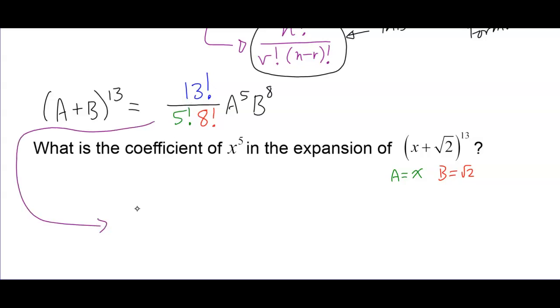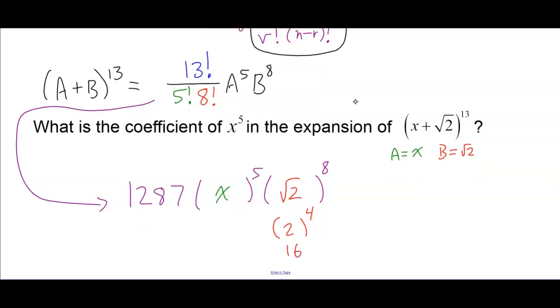So, if you do all that factorial stuff, you get 1287. Then you have to plug in for the a part, and you have to plug in for the b part. And just like in the previous problem, this part is probably more work than the part that got us the coefficient and the exponents. The square root of 2 to the 8th is the same as 2 to the 4th, so that's 16. And 16 times 1287, you get 20,592.